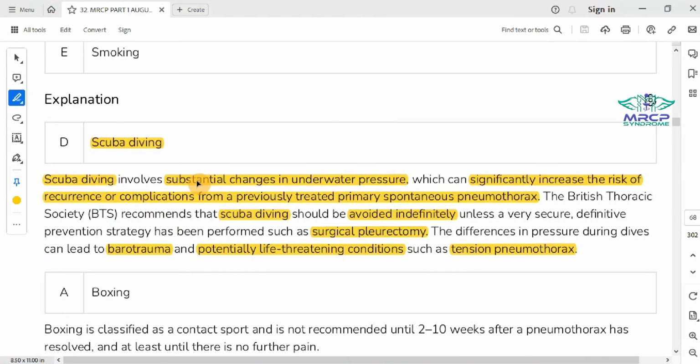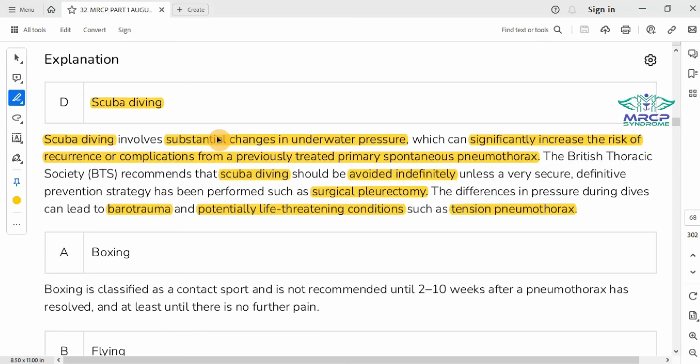Scuba diving involves substantial changes in underwater pressure, which can significantly increase the risk of recurrence or complication from a previously treated primary spontaneous pneumothorax. The BTS recommends that scuba diving be avoided indefinitely, unless a very secure definitive prevention strategy has been performed. The differences in pressure during dives can lead to barotrauma and potentially life-threatening conditions such as tension pneumothorax.